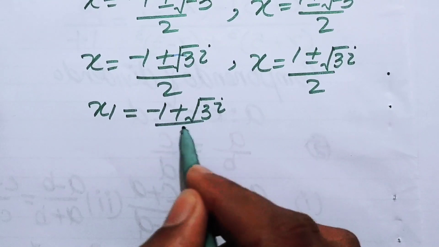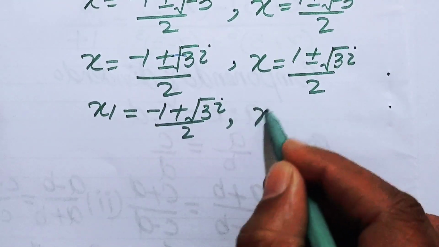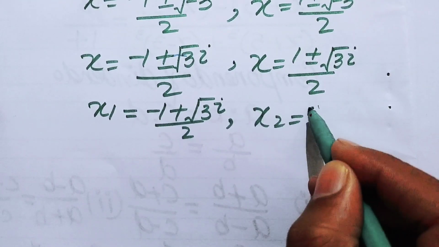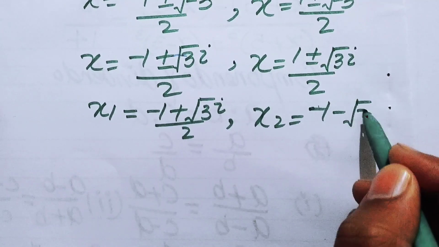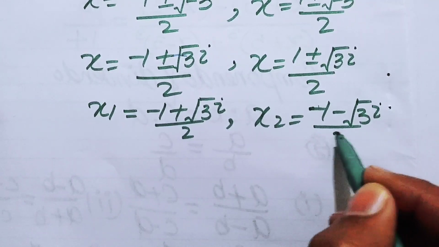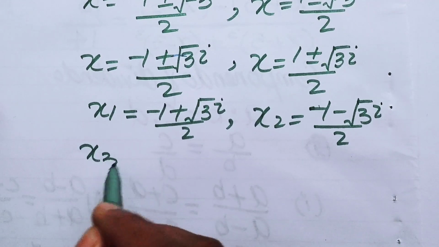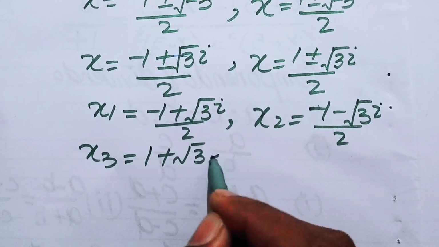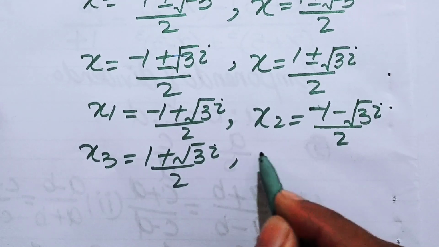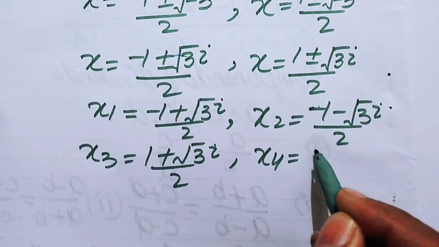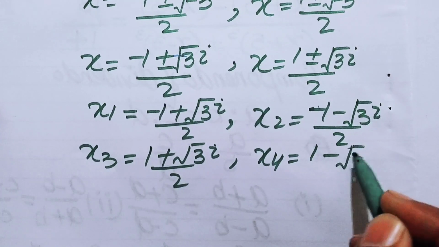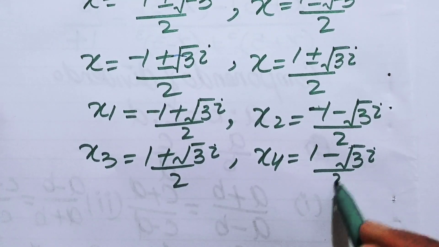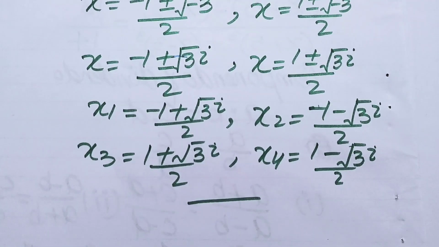Here we write the first root of the given equation as x1 equals -1 plus square root 3 iota over 2, and the second root is x2 equals -1 minus square root 3 iota over 2, and our third root is x3 equals 1 plus square root 3 iota over 2, and our fourth root is x4 equals 1 minus square root 3 iota over 2.